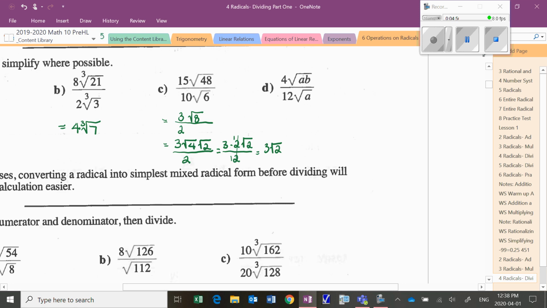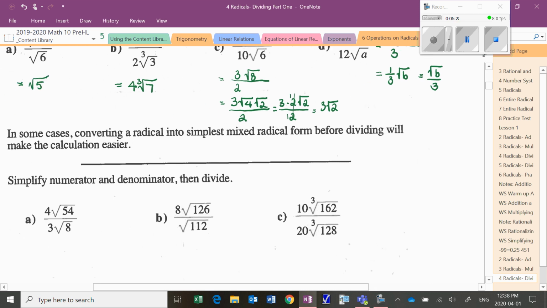So in this particular case, for D, 4 over 12 is the same as 1 over 3, and the square root of AB divided by the square root of A is just going to be the square root of B. So we could leave it in a couple of ways. You could leave it like that if you'd like. If you want to put the coefficient out front and have 1/3 root B, that is totally fine. If you would like to simply write it as root B over 3, all three of these answers are totally acceptable.